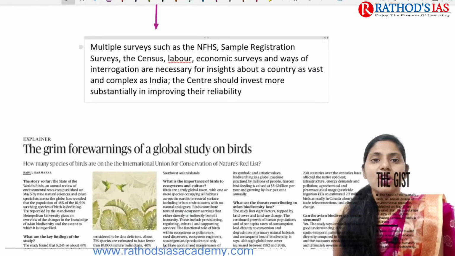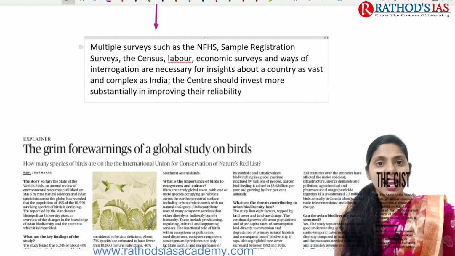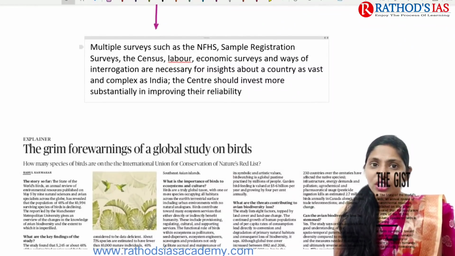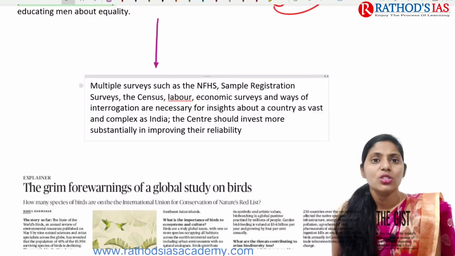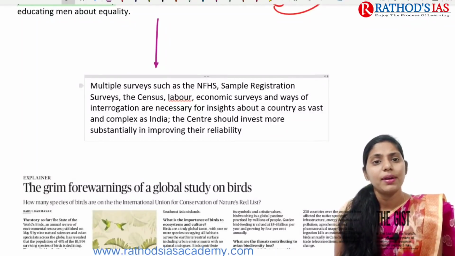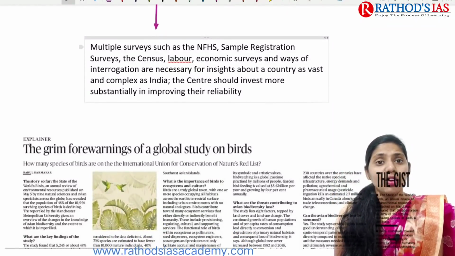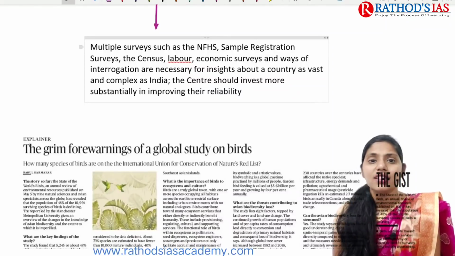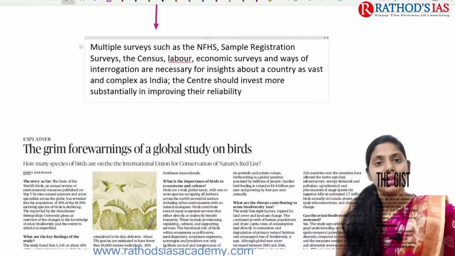Okay, and the next one is multiple surveys such as the National Family Health Survey, Sample Registration Survey, as well as census, labor, and economic surveys, and the ways of interrogation. They are necessary for insights about a country as vast and complex as India. As you all know, India is the second largest populous country in the world, and in this country there is a need for conducting surveys, for example the National Family Health Survey, registration survey, census and labor, economic surveys, and the way of interrogation is also very important. In this context the author mainly says that the center needs to invest more substantially in improving their reliability. So this is about this topic.